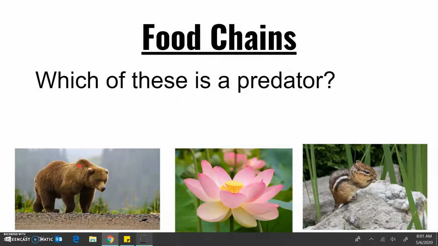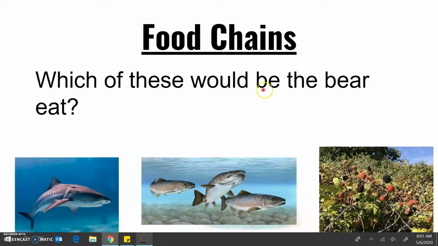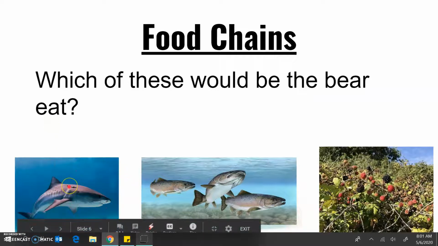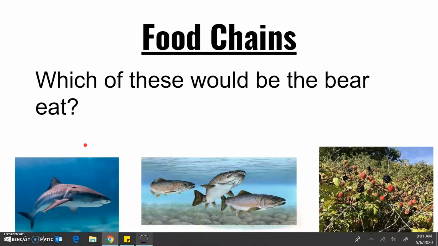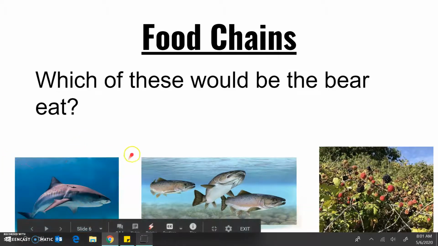The predator is an animal that eats other animals. Which of these would be what the bear eats? So we have the great white shark, the fish, and the berries. So thinking of the bear, likes to live in the forests, we can rule out the great white shark. Okay? They're not in the same habitat. They would not ever run into each other, and to be honest, this great white shark probably would be a bit too big for him to eat.